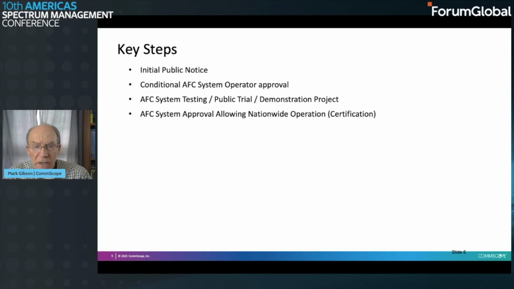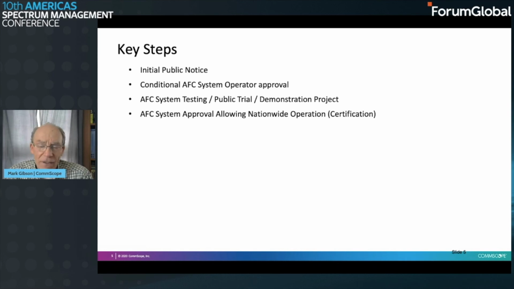We sort of look at them all together. The testing probably will occur before the public trial and demonstration. Nonetheless, we're kind of talking about them as one step, although again, testing may precede the trial and demonstration projects. And then at the end of that, the commission will issue a public notice certifying some number, if not all, of the AFCs that provided proposals for nationwide operation. So we go to the next slide.